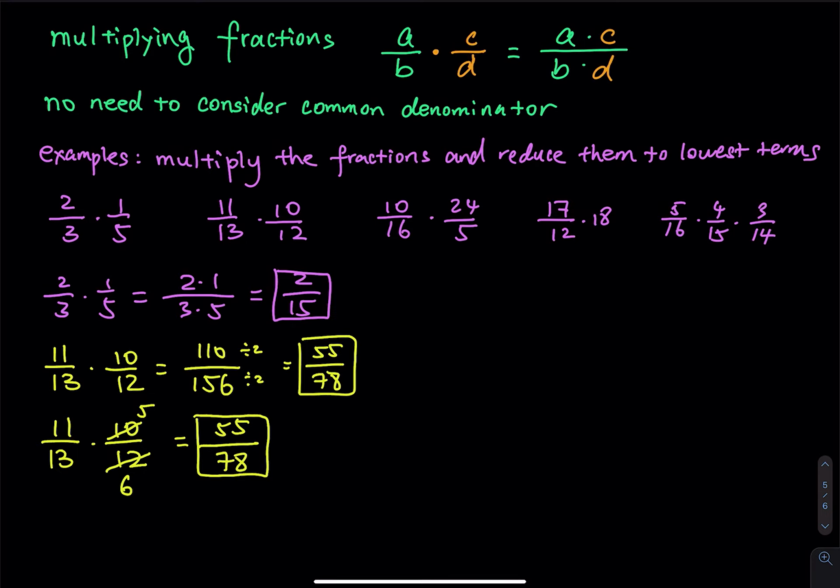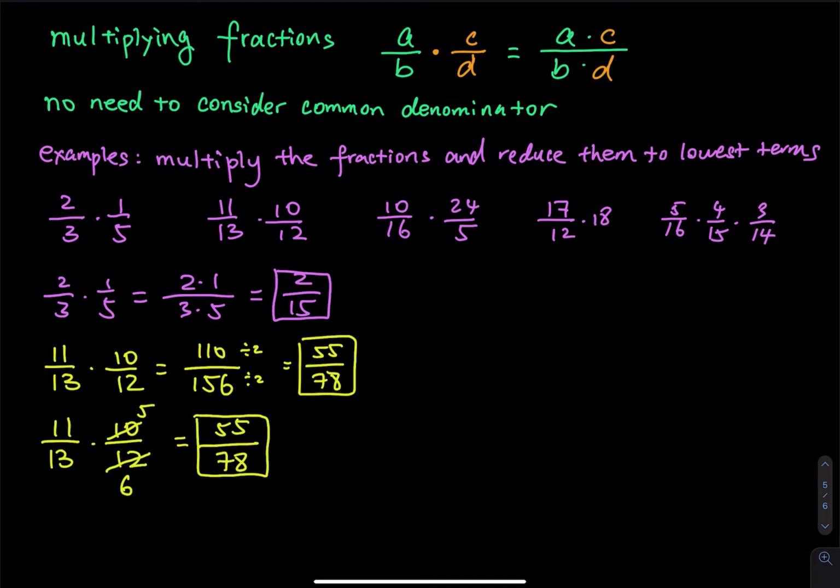So here is the comparison. If you just multiply them without thinking about the value, yes, you can do that. The answer is right. But if you are asked to reduce them to the lowest term, the math is hard because you just made the numbers very big. If you reduce first and then multiply, then everything is much easier. So that's the comparison. Let's do the next one.